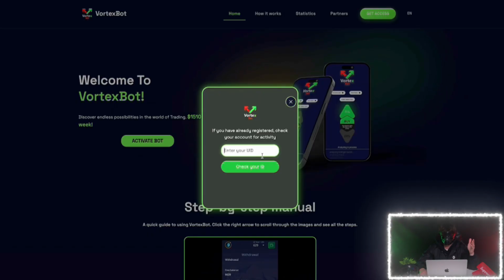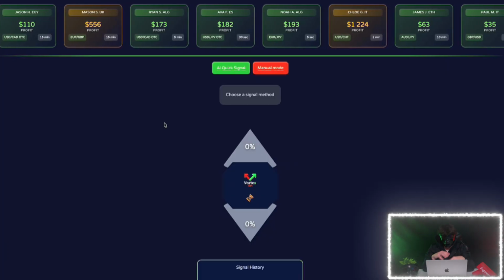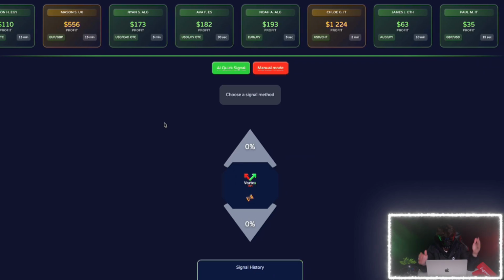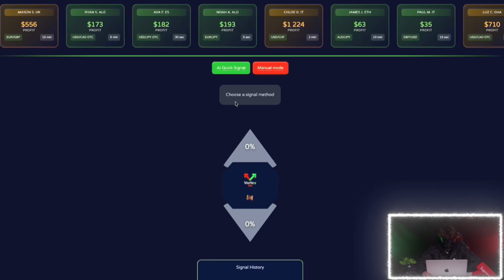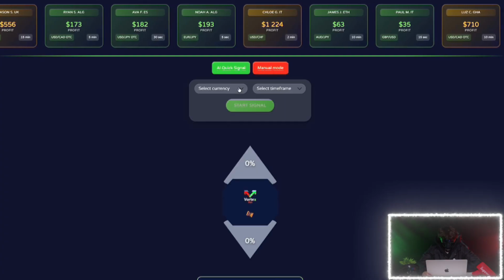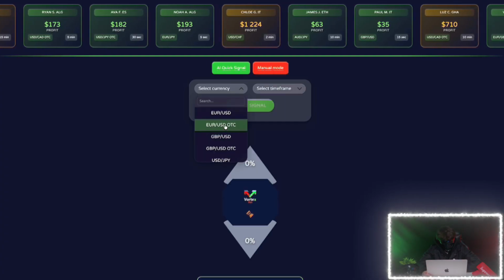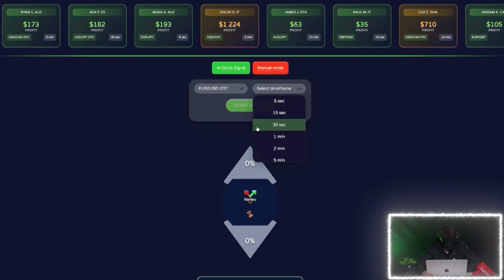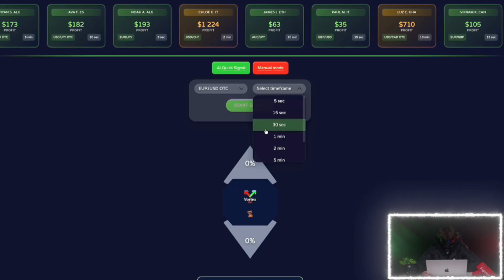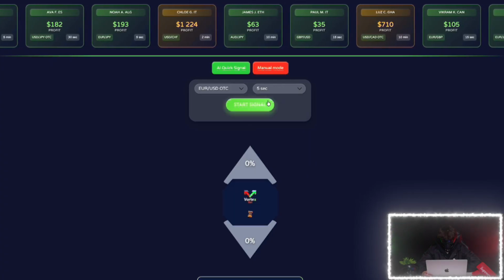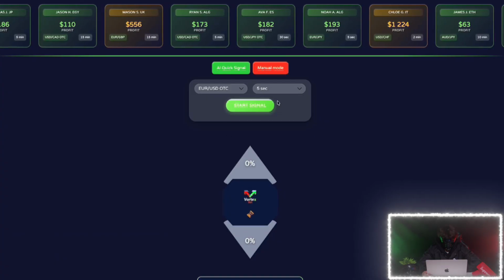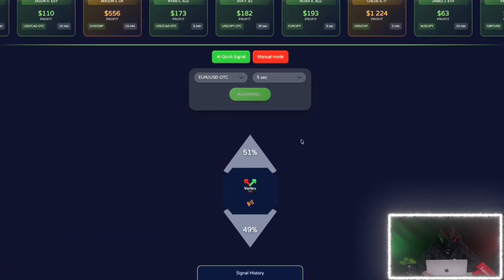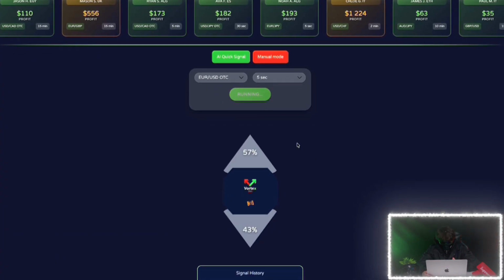So guys, I'm already on the trading page where we'll be receiving the signal. As you can see, there's also a list of active traders here, as well as AI quick signal and manual mode. We go to the manual mode section, select the currency pair, let's say USD OTC, and choose the time frame we want to trade on. Here it ranges from 5 seconds to 15 minutes. As we can see, the start signal button appears right away after setting the currency pair and time frame. Now we just wait for the signal.